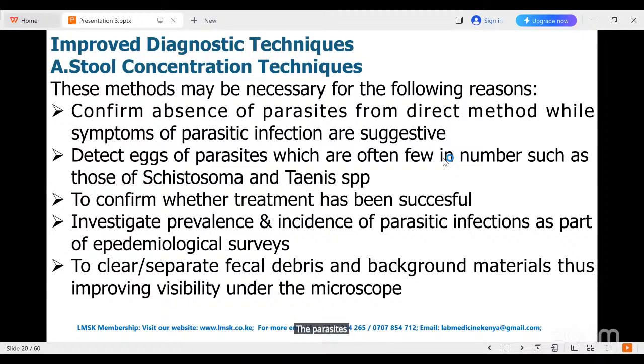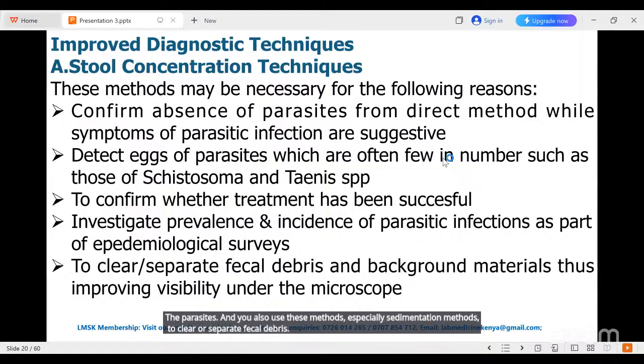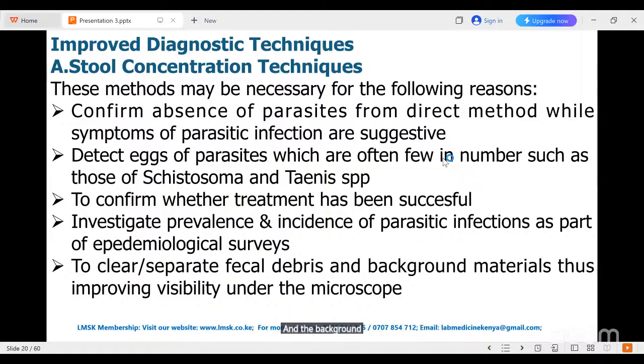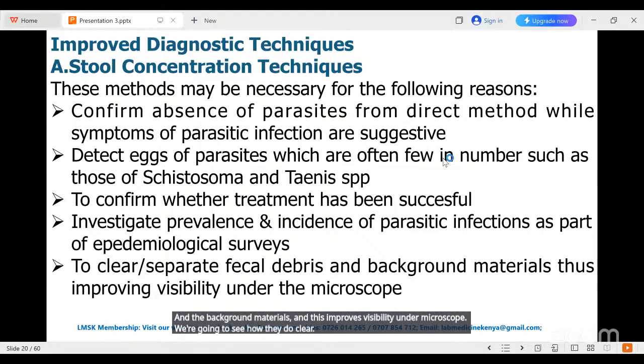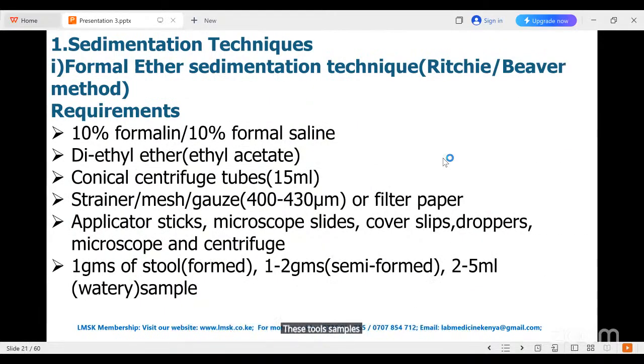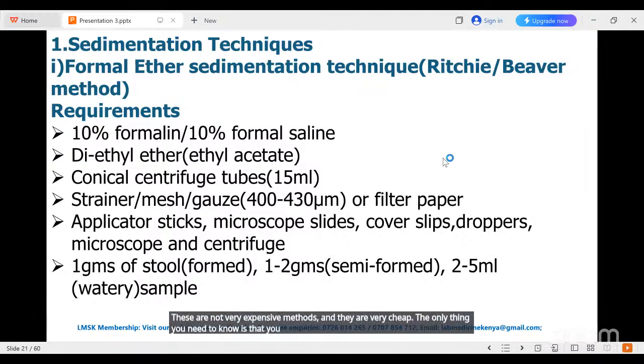And you also use these methods, especially sedimentation methods, to clear or separate fecal debris and background materials. And this improves visibility under a microscope. We're going to see how they clear these stool samples. So the first one, under concentration methods, I want to take you through sedimentation techniques. These are not very expensive methods, and they are very cheap. The only thing you need to know is that you need a few of these reagents.